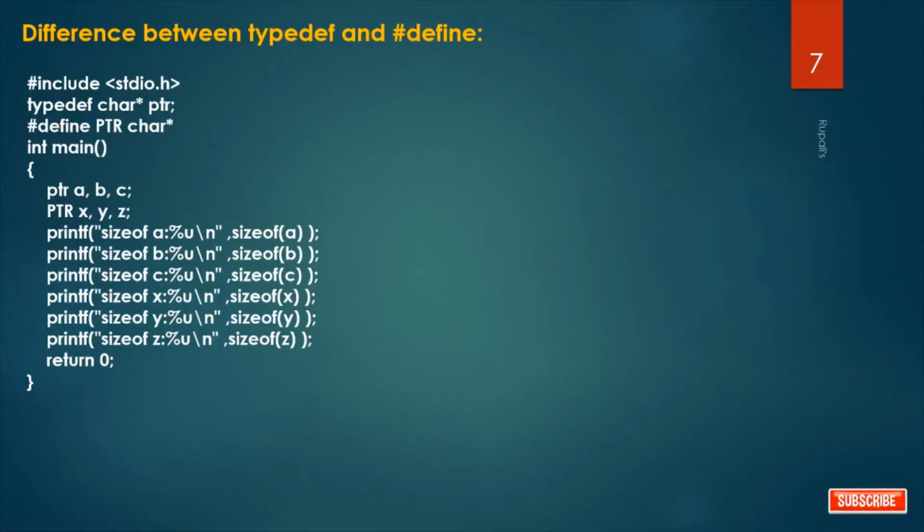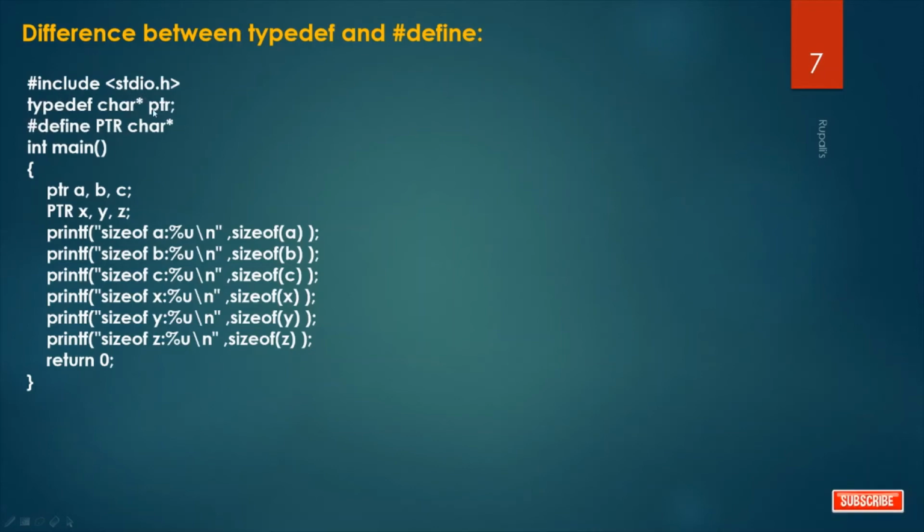Difference between typedef and hash defined macro. We already learned what is hash defined macro in our previous video. So link is given in the description. First follow the link, learn what is hash defined macro, then see this example. See here, I write typedef char star ptr and hash defined ptr char star. So this hash defined ptr char star is macro definition, and here I write typedef char star ptr.